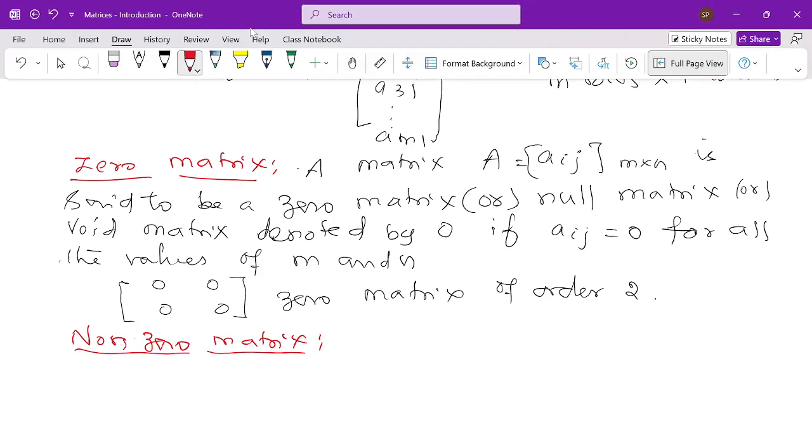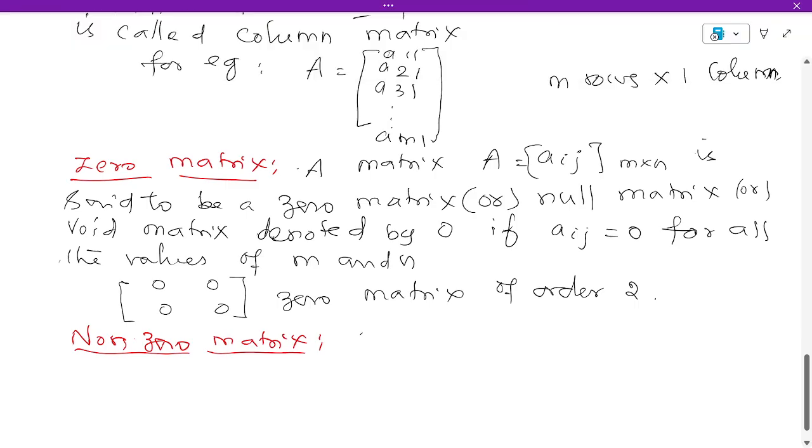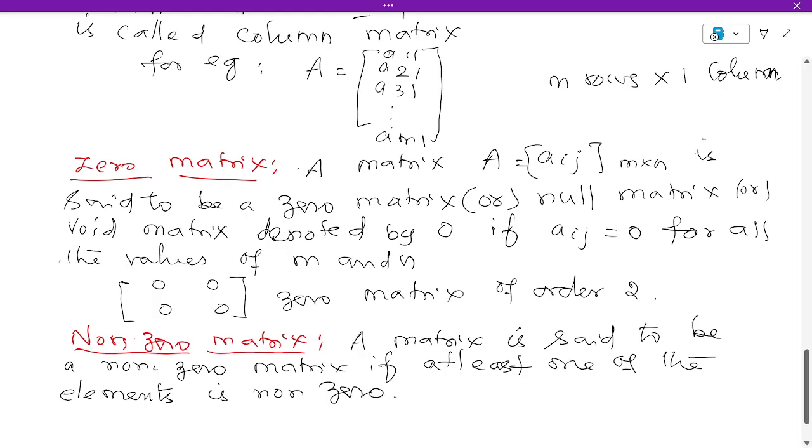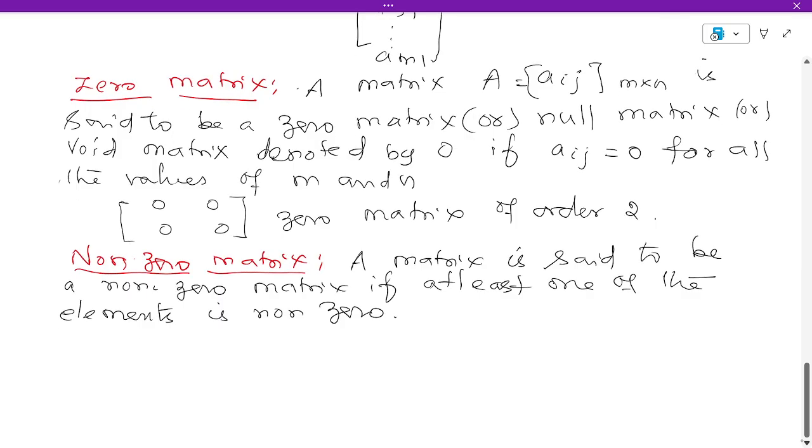Here I am writing the definition. A matrix is said to be a non-zero matrix if at least one of the elements is non-zero. See, for example, if I write A equal to 1 0 0 0, it is a non-zero matrix.